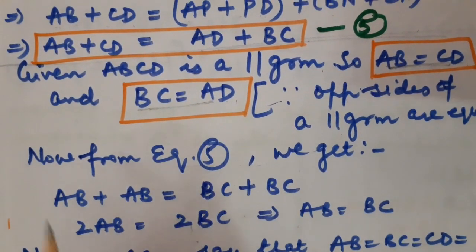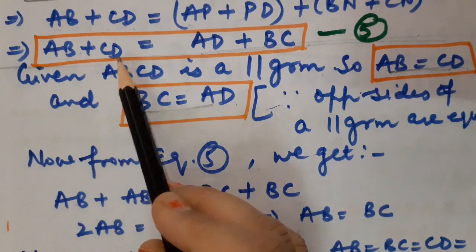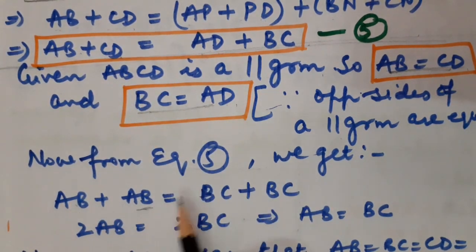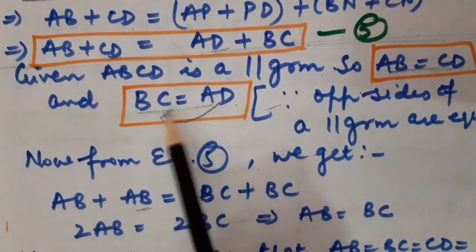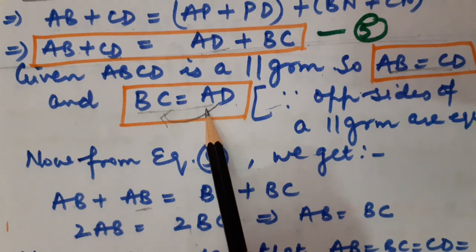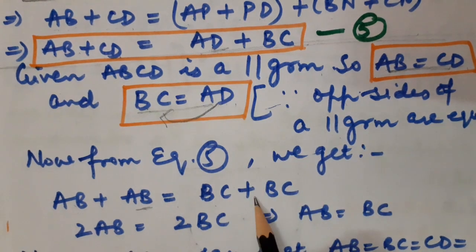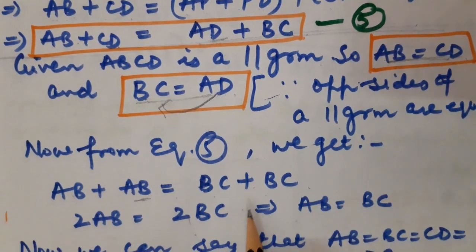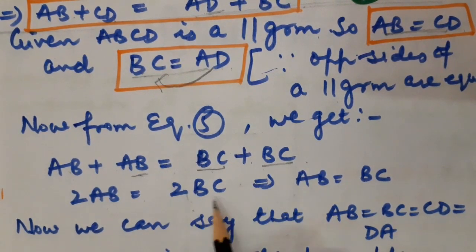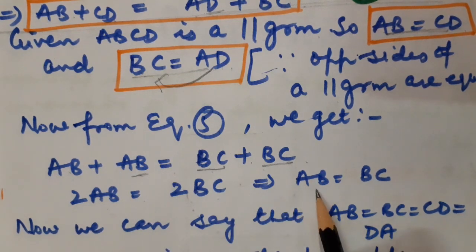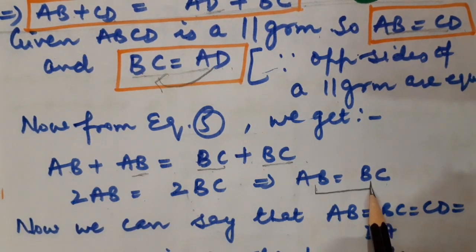Just have a look. Can I replace CD by AB? Yes, of course. So AB plus CD becomes AB plus AB, is equal to, now AD I am going to replace by BC. I have just told you, as it is a parallelogram, opposite sides of a parallelogram are equal. So AD can be replaced by BC. I am inserting it over here. So this is BC plus BC. Okay. So AB plus AB will become twice of AB, is equal to BC plus BC, which will become twice of BC. So it implies AB is equal to BC. Children, they both are adjacent sides.